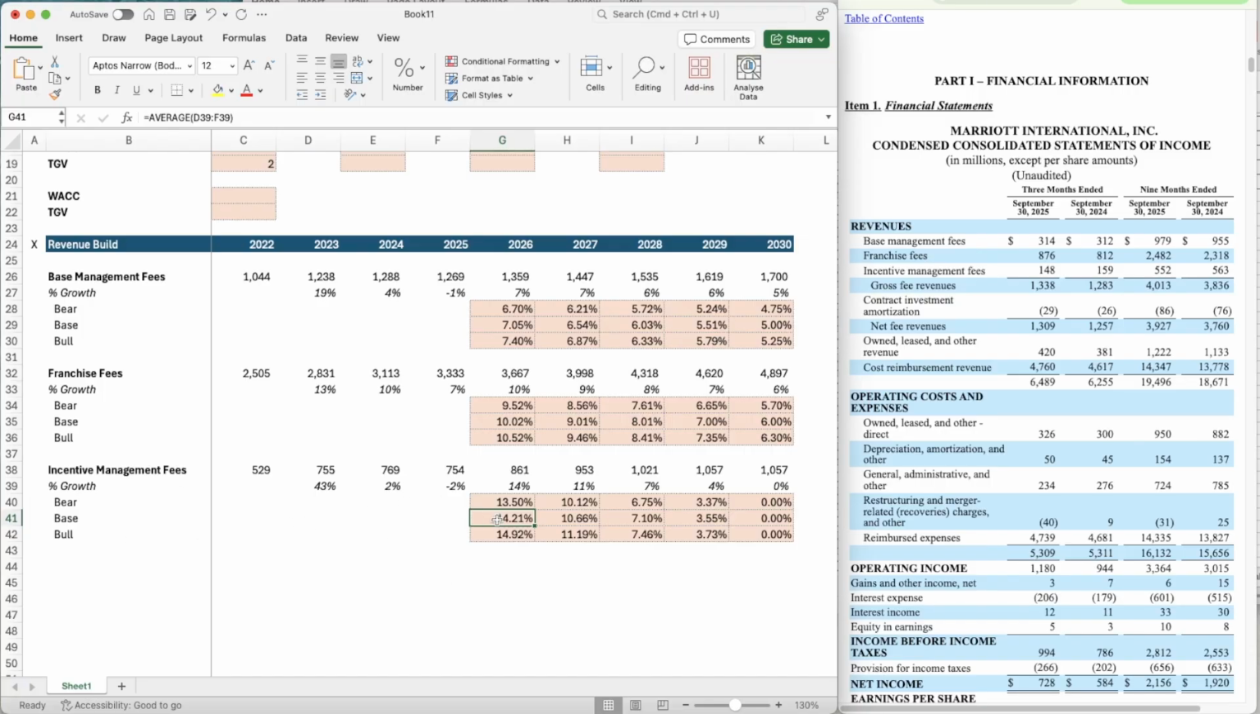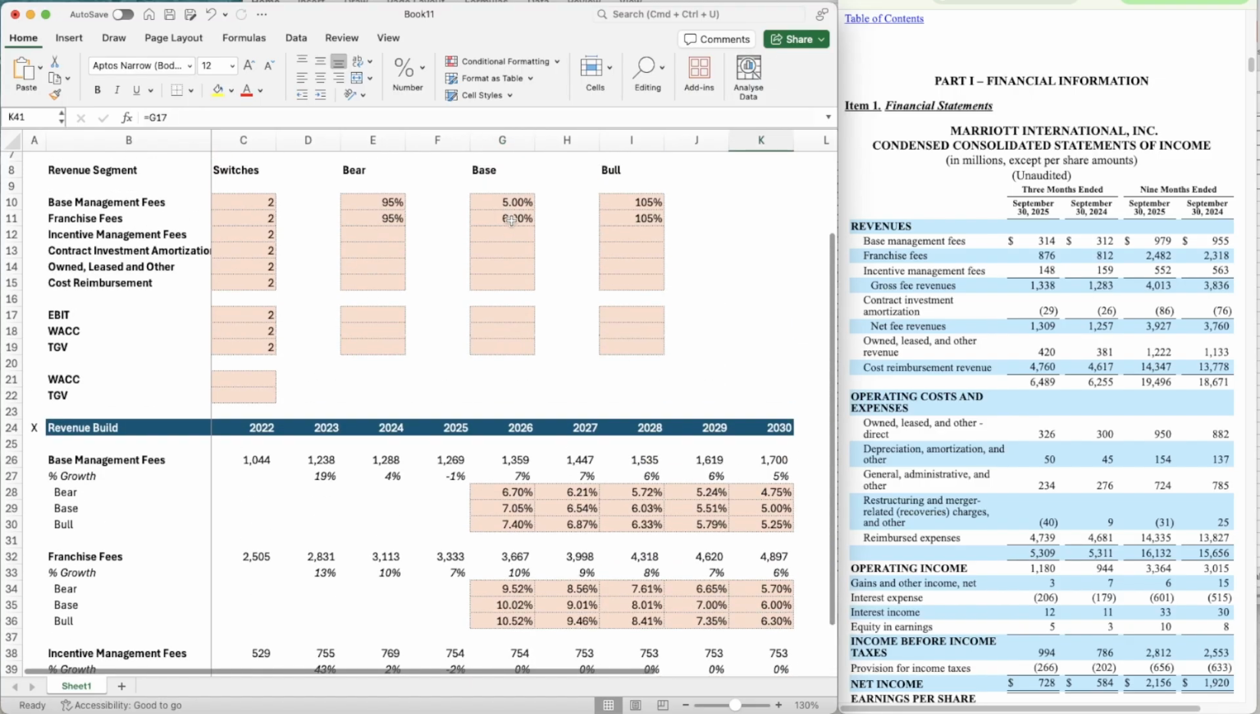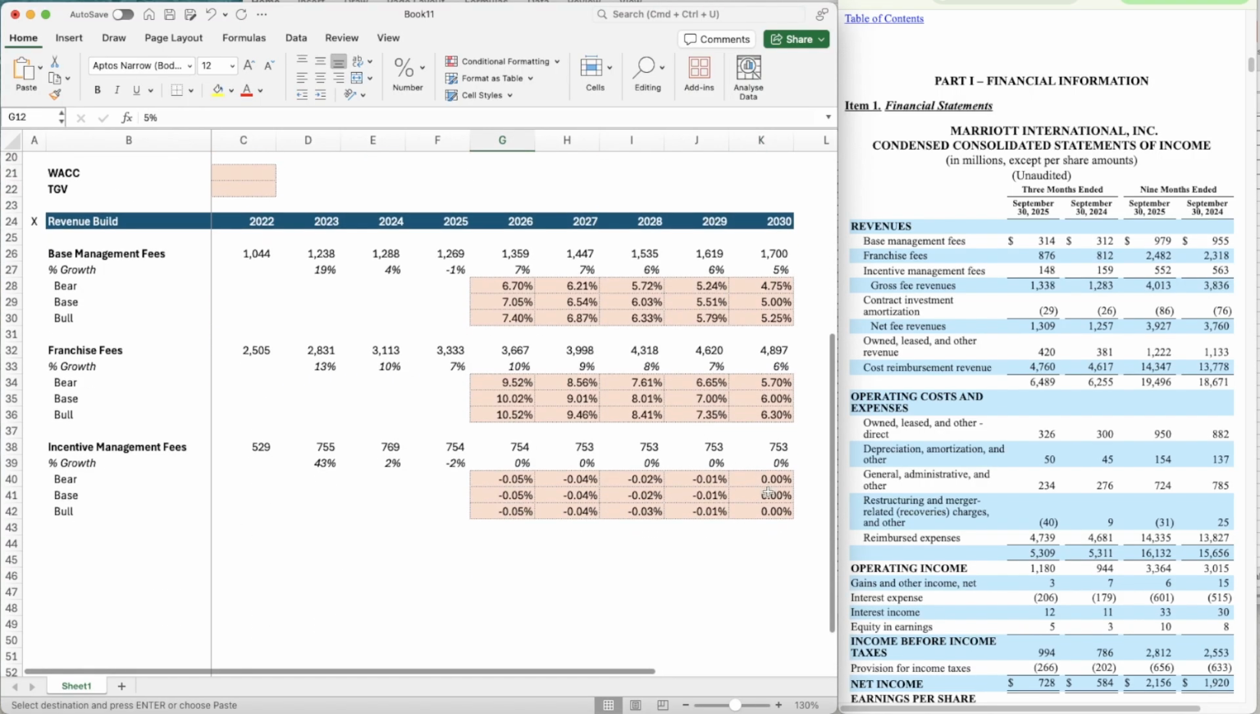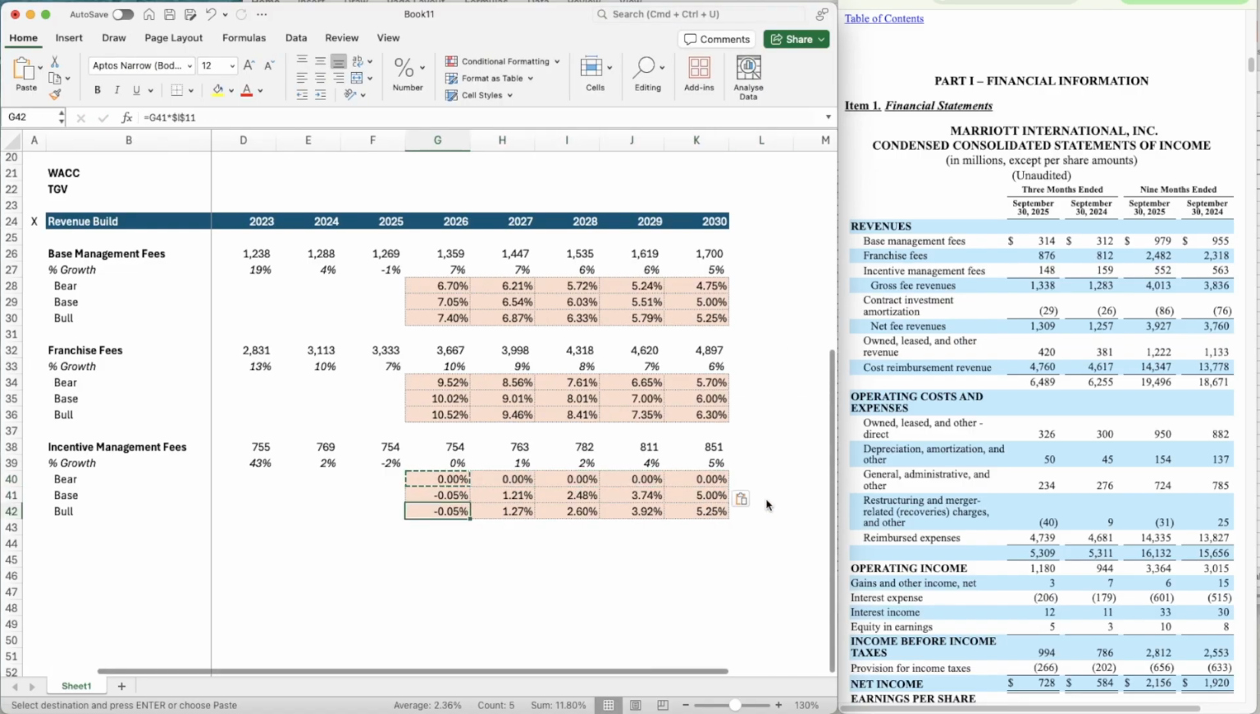Okay, I don't think this is going to go at 14% growth, so let's put an average like that, and up here we'll put 5. Let's just edit the cell, make sure it's corresponding to the correct switch.